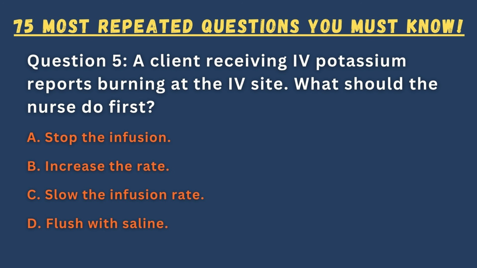Question 5. A client receiving IV potassium reports burning at the IV site. What should the nurse do first? A. Stop the infusion. B. Increase the rate. C. Slow the infusion rate. D. Flush with saline.